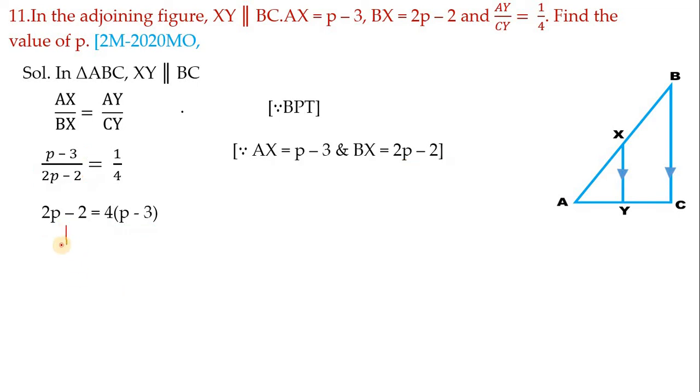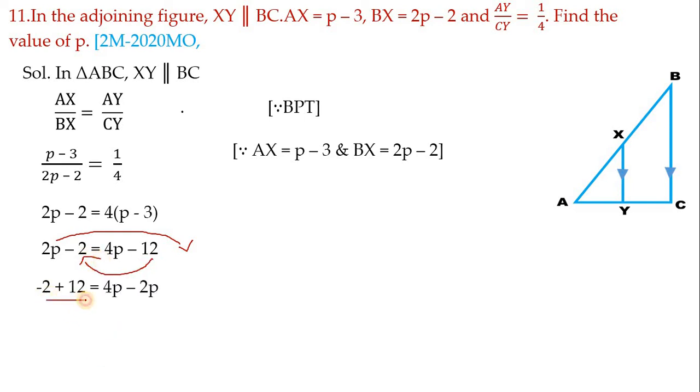So on the left side, write this as it is. Now multiply: 4 into p is 4p, and 4 into minus 3 is minus 12. Next let us simplify this. This 2p we will transfer to this side to become minus 2p, and minus 12 we transfer to this side. So we get minus 2 plus 12 equals 4p minus 2p. Minus 2 plus 12 is 10, and in 4p, if we subtract 2p, we get 2p.